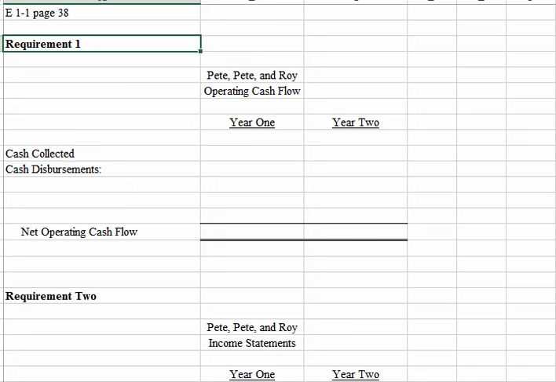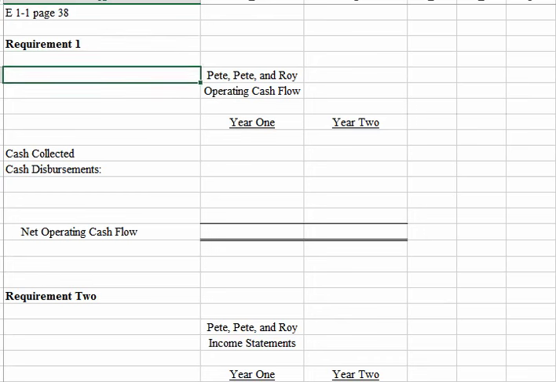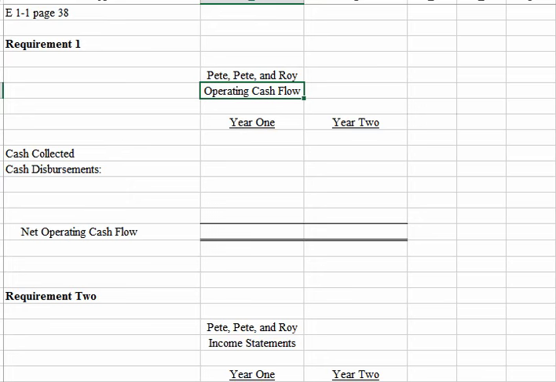Okay, so first they're wanting us to calculate the net operating cash flow for years 1 and 2, which is essentially an income number using the cash basis of accounting. So let's go through that. Requirement 1, I've got it kind of set up for you here. Pete, and Roy is our business. We're going to calculate operating cash flow, and you guys, if you'll remember from the statement of cash flows, this is really that first section on the statement of cash flows. Cash flows from operating activities. And we're going to work our way down to net operating cash flow, which is really just an income number under the cash basis of accounting.